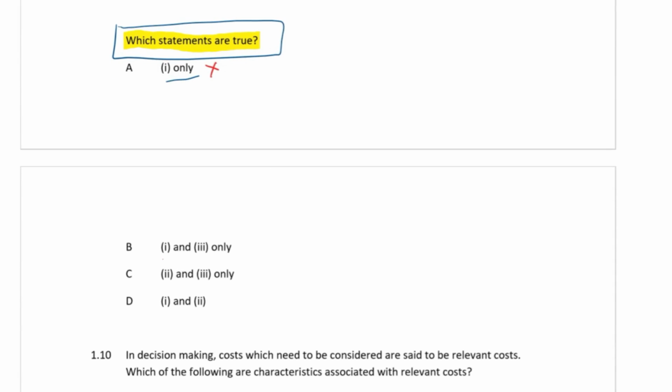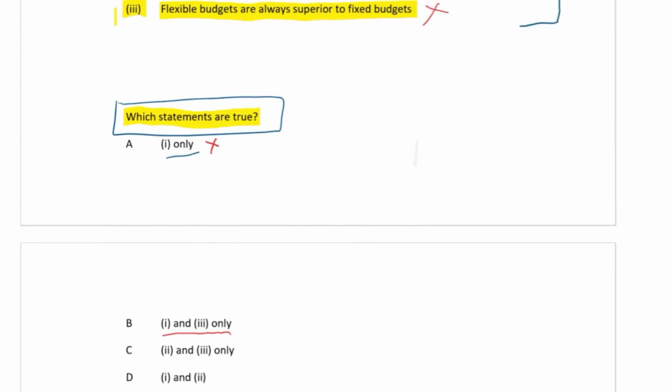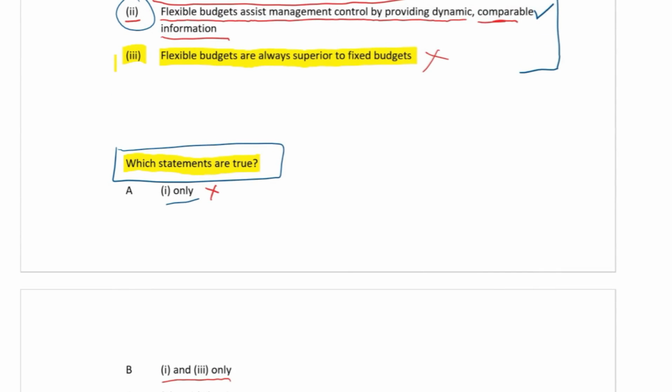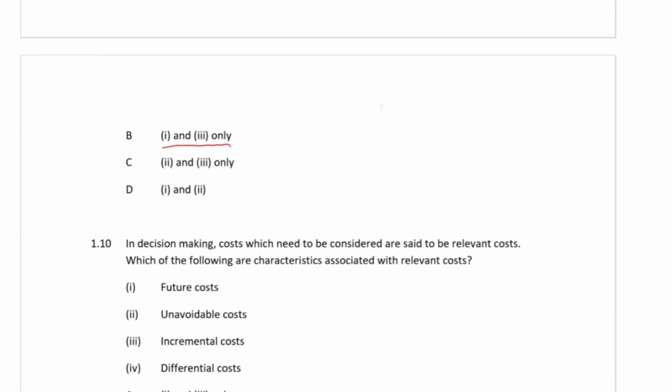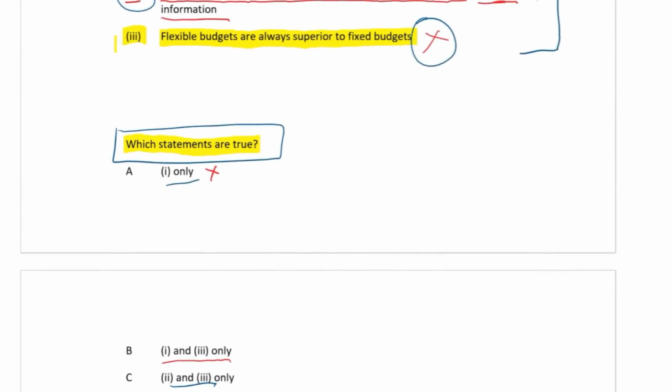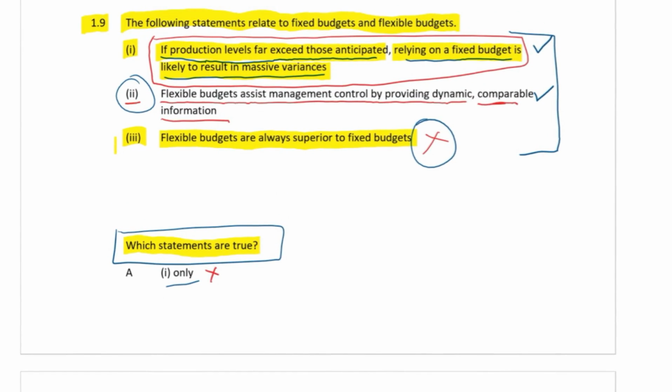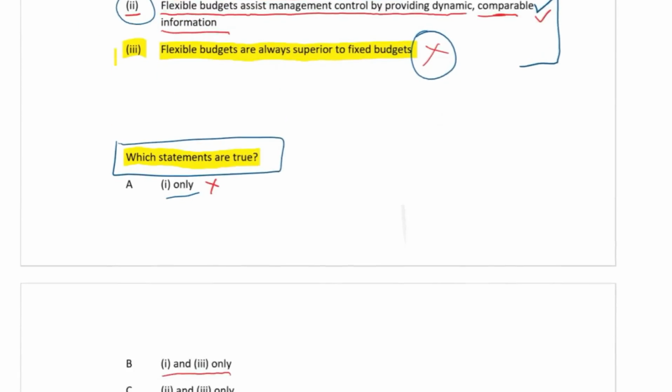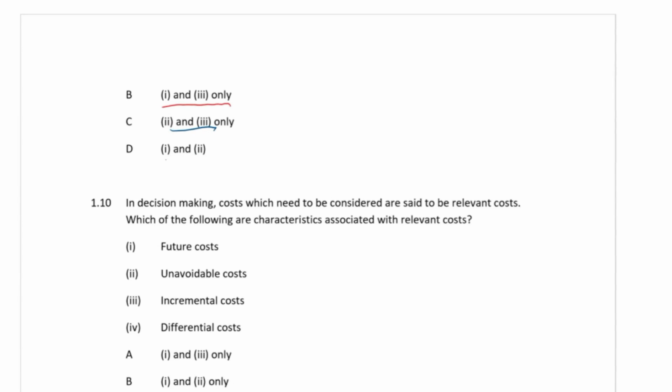B, this one and three only. We know that three, I already indicated that three was not correct, right? I already noted that here. So as long as there's going to be three indicated here, then it is not correct. Then D says one and two. Let's just quickly check. Yes, remember I ticked one and two. And therefore, the answer to this one is D.